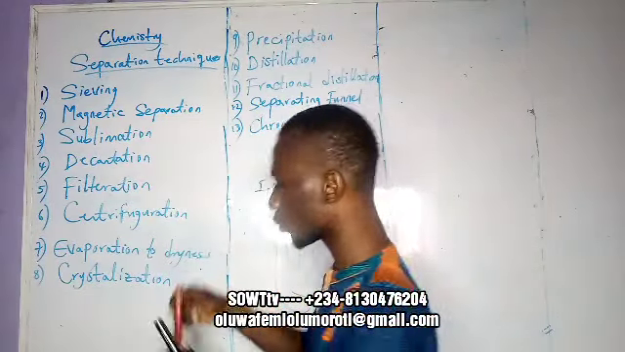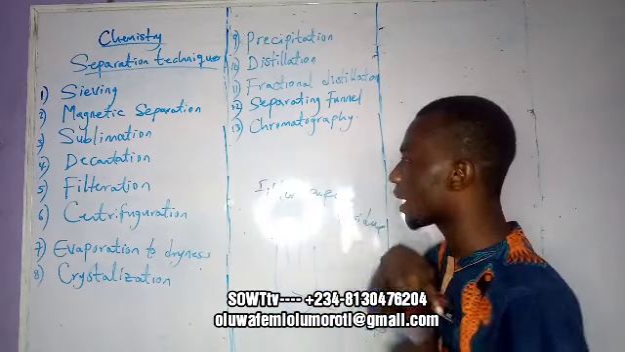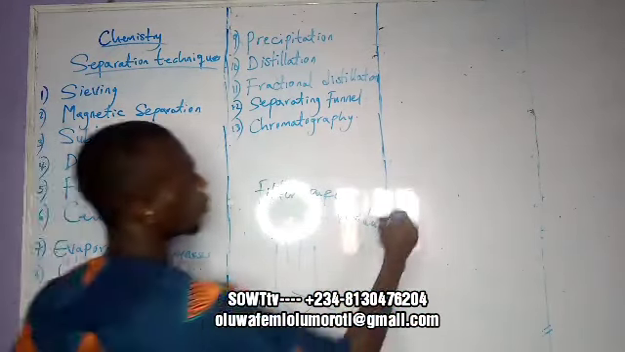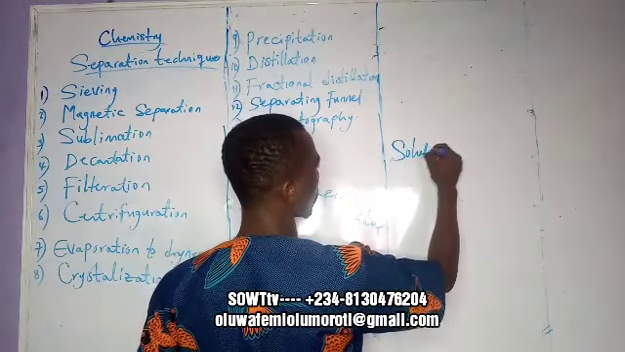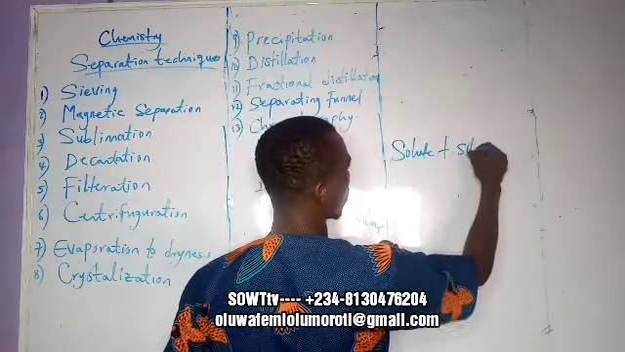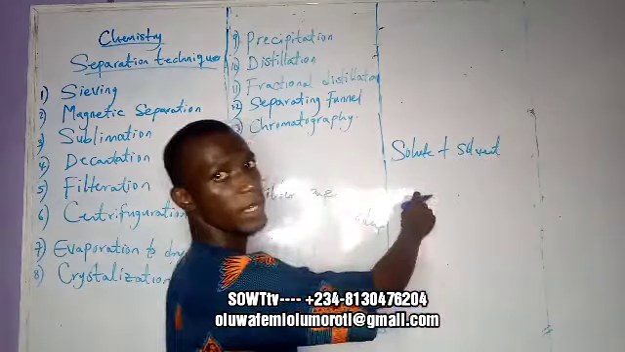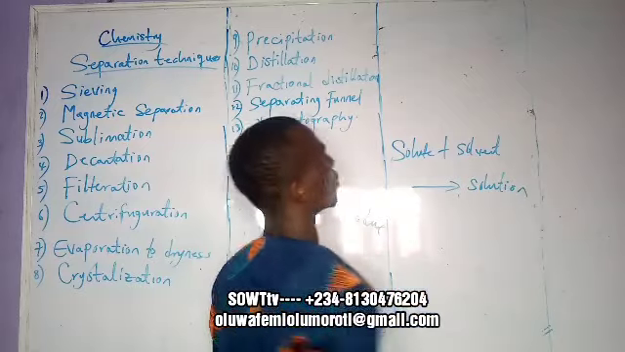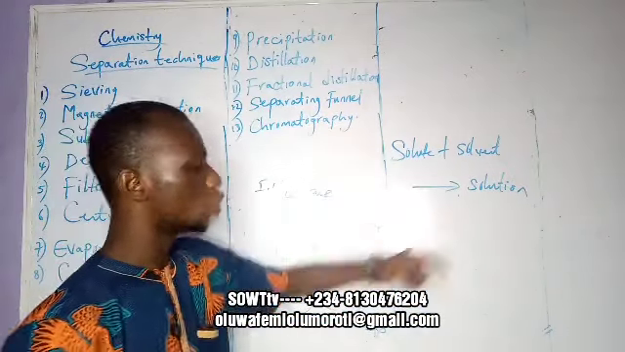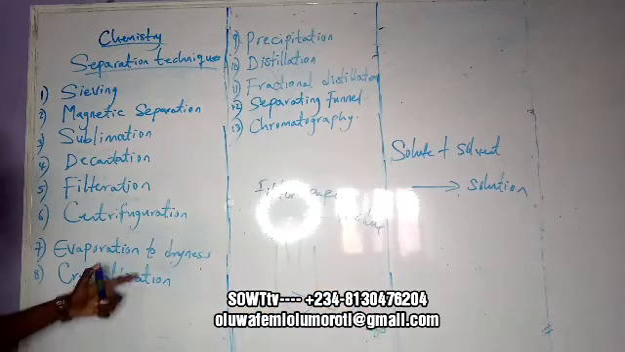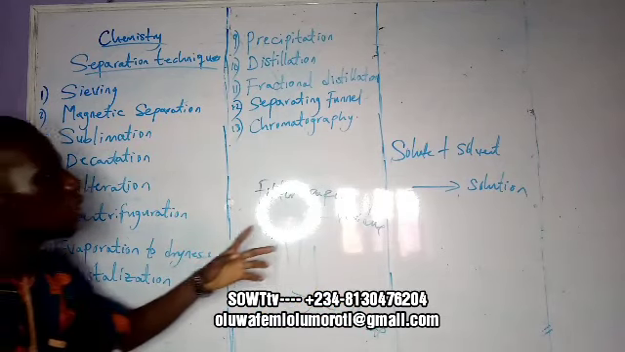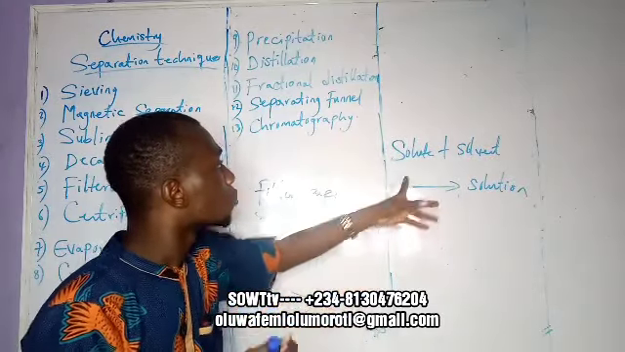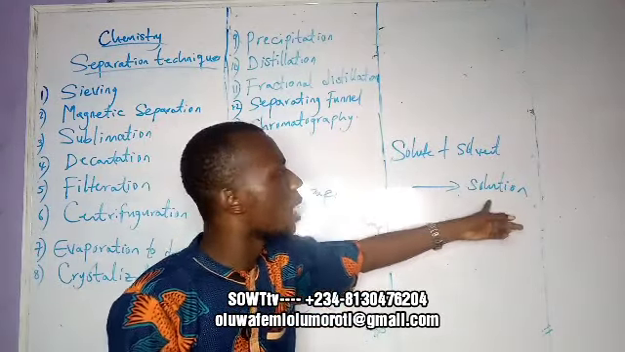When it comes to evaporation to dryness, two things are happening. This is a separation between solutes and solvents. You know, solute plus solvent will give us what? Solution. Solute plus solvent will give us solution. So when we are talking about evaporation to dryness, it is to extract, to siphon solute from our solution.